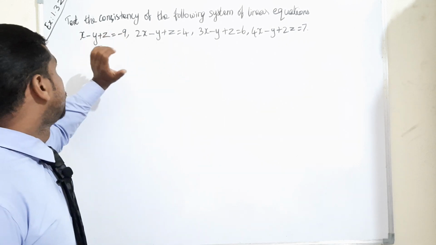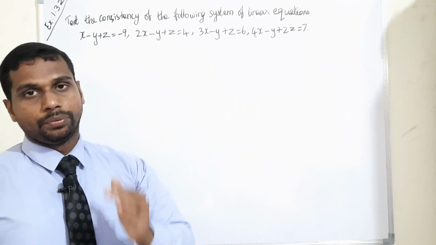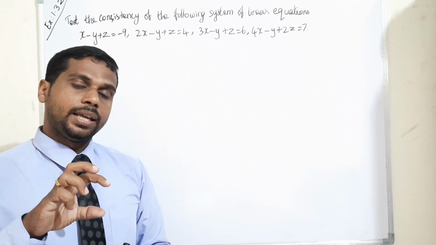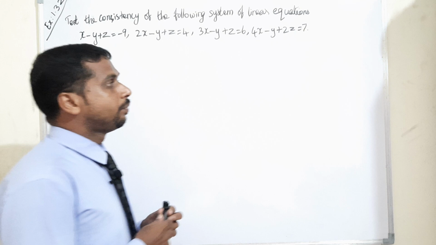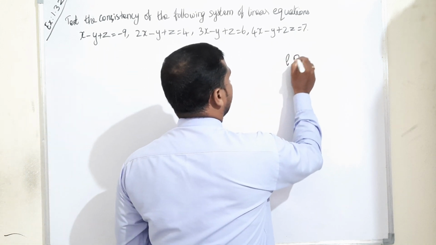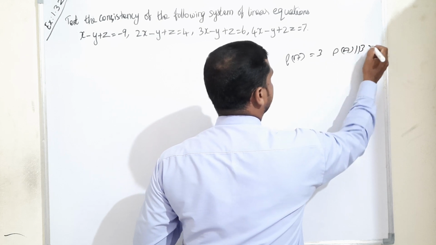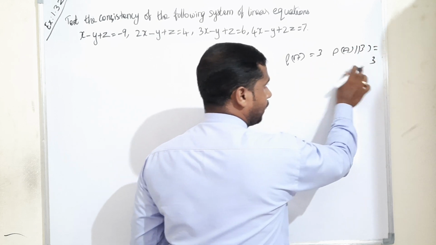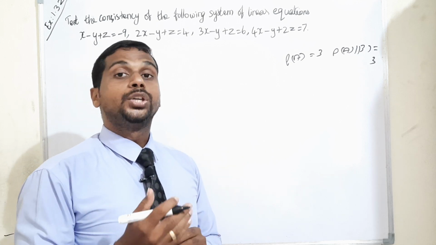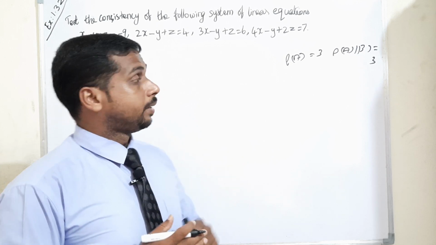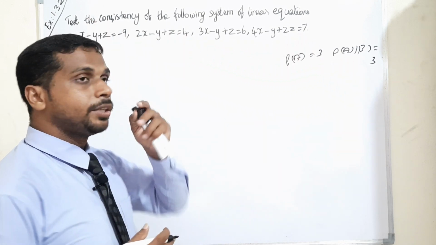In this class we are going to discuss different types of examples. Example 1.30, we compare the rank of A with the rank of the augmented matrix A with B. The rank of A is 3 and the rank of the augmented matrix is also 3, so both are equal, and the number of unknowns is also equal. What does this mean? A unique solution, the same as the unique solution we discussed in example 1.29.